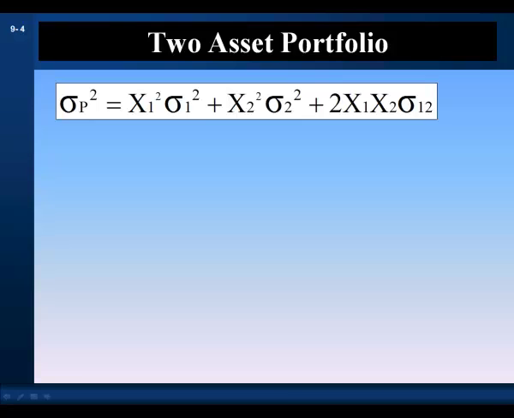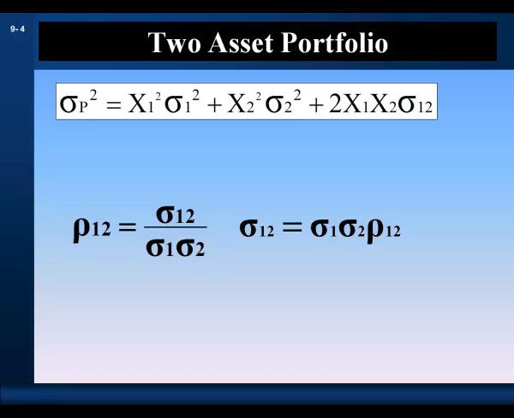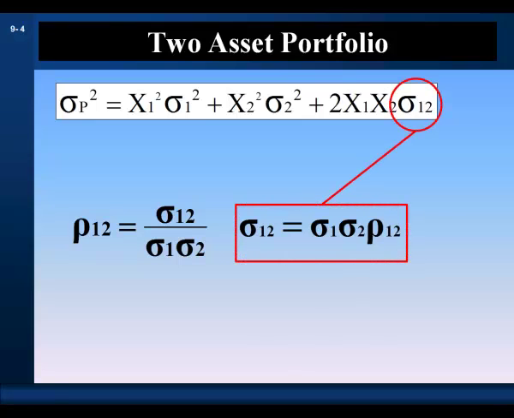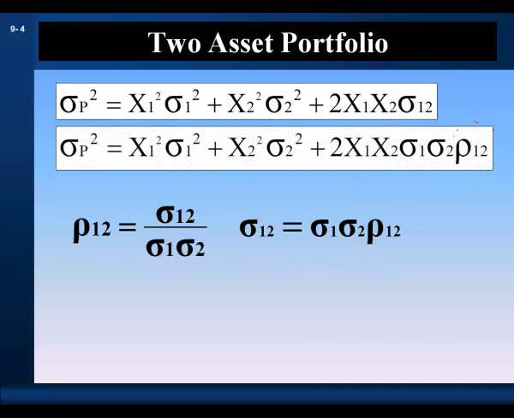Let's further refine the equation. Recall the correlation coefficient is equal to the covariance divided by the standard deviations of the 2 securities. Solve for the covariance. The covariance is equal to the product of the standard deviations times the correlation coefficient. Let's substitute this expression for covariance in the model. And now the model explicitly considers correlation. I like this formulation of the model because I find correlation more intuitive than covariance.